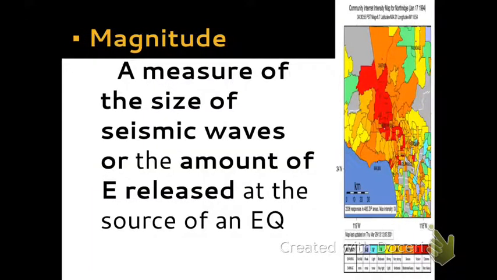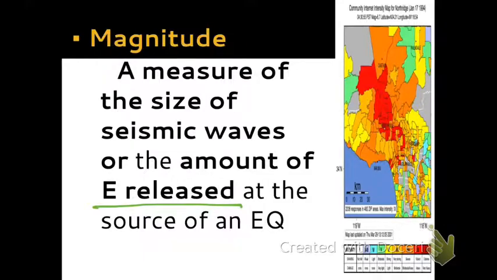Okay, magnitude. This is our second type of measurement. Intensity was looking at the damage done by the earthquake. Magnitude is actually going to look at the size of the seismic wave. And when you're looking at the size of the seismic wave, what that basically is telling you is how much energy was actually released. So this is the more technical thing that you're looking at.